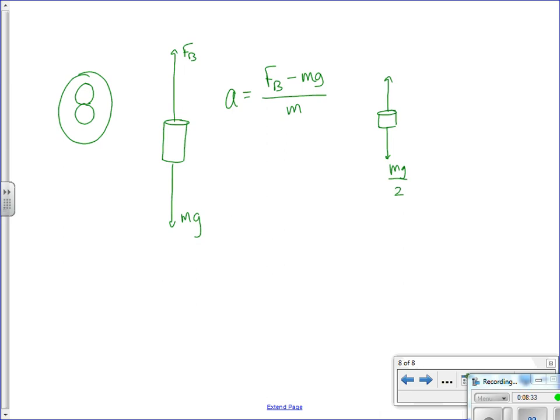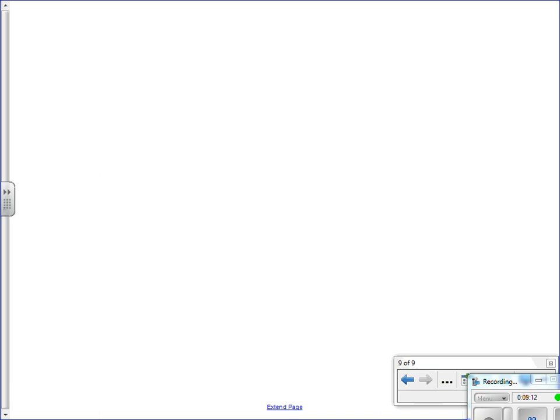FB, well remember, this is rho V G, the volume of the displaced fluid. That's now half what it was before, which makes the buoyant force half of what it was before. So we get half of FB minus half of mg equals half of mass times A. So these 2's all go. It's the same thing as it was before. Answer C. Number 9.